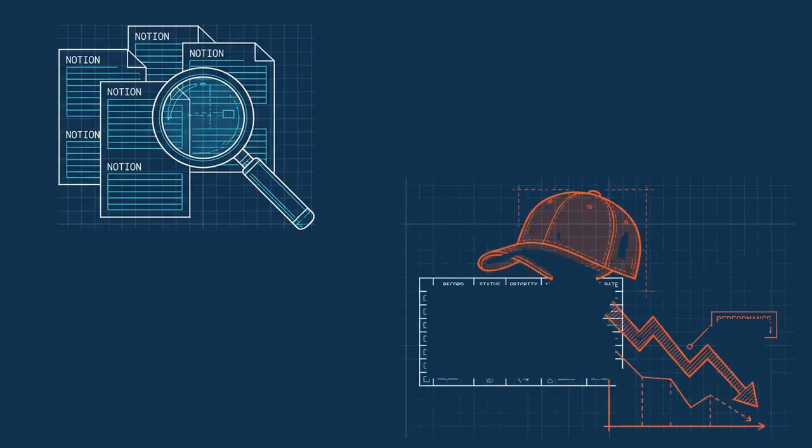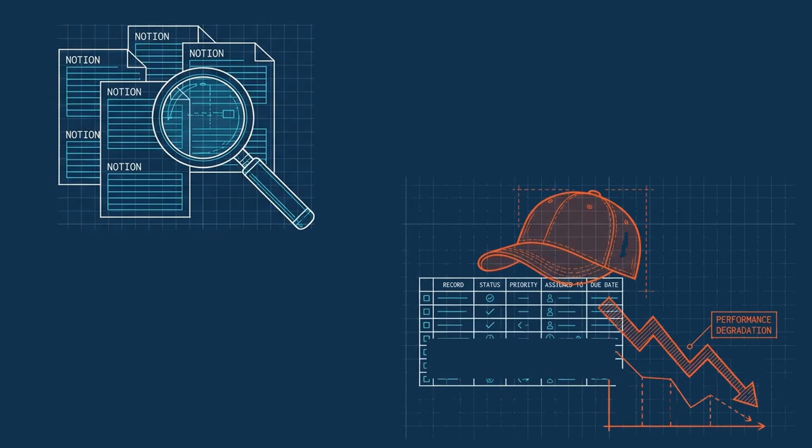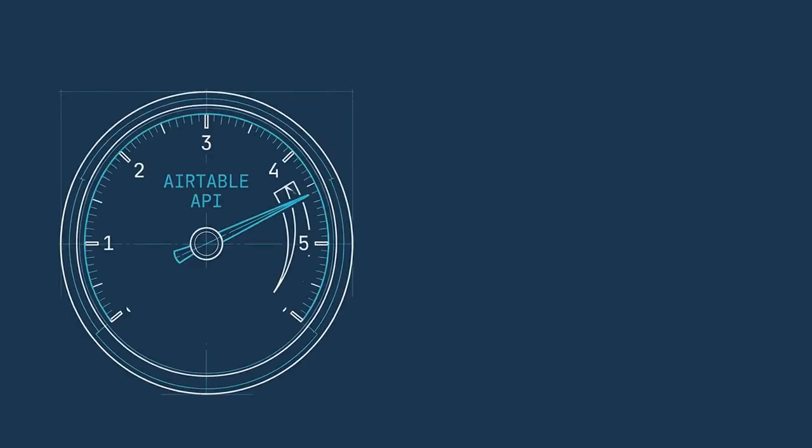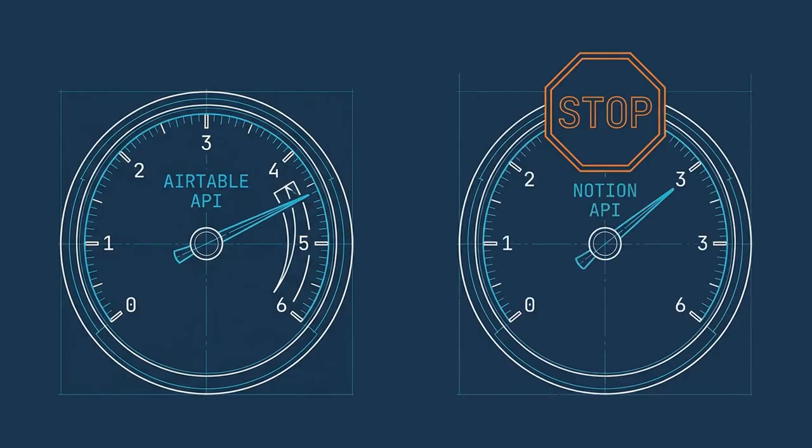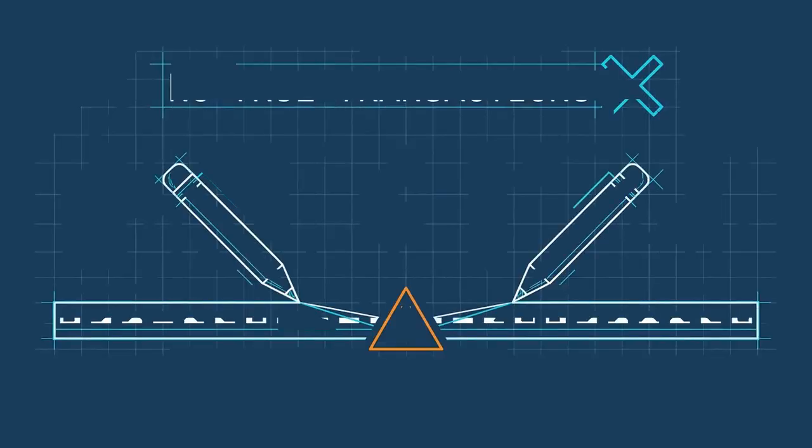Airtable caps records per base by plan tier, and complex multi-table views degrade visibly as row counts climb into the tens of thousands. On the API side, Airtable enforces roughly 5 requests per base per second, and Notion's public API averages around 3 requests per second, hard ceilings that throttle real-time sync and high-frequency automation.